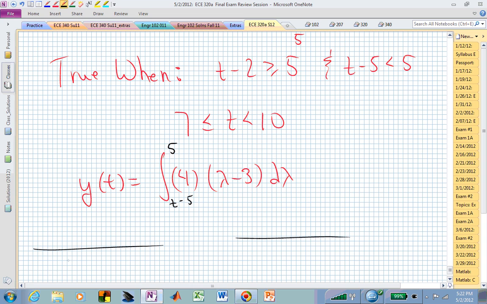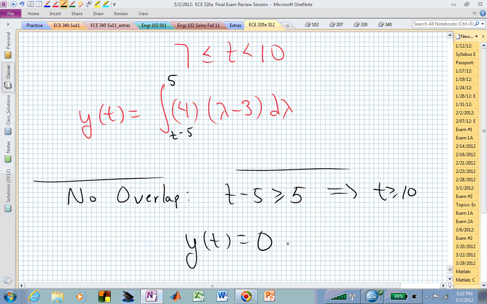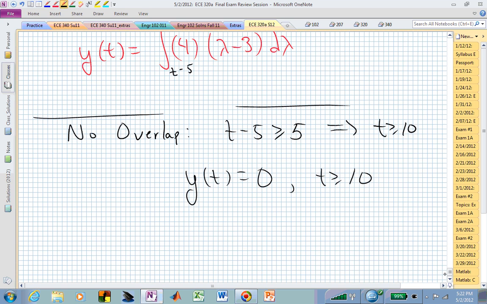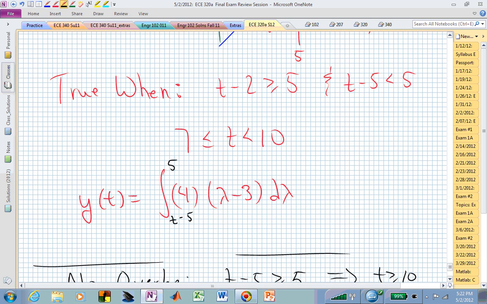And my last, which is again a no overlap, is when t minus 5 is bigger than 5, or when t is bigger than or equal to 10, I have y of t equal to 0. Is that clear? And I could also ask you, what is y at a given number? I could say, what's y of 7? That one is maybe a little bit peculiar because it's at the transition, but this is continuous, so it wouldn't matter which overlap you picked, either the rightmost one or the leftmost one.